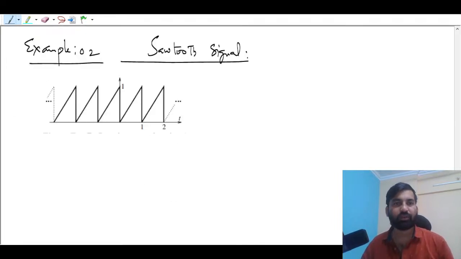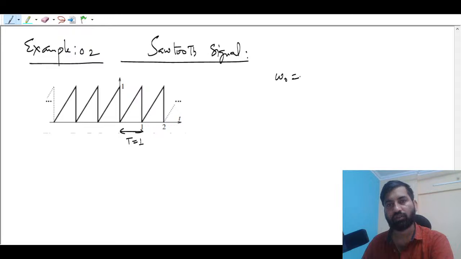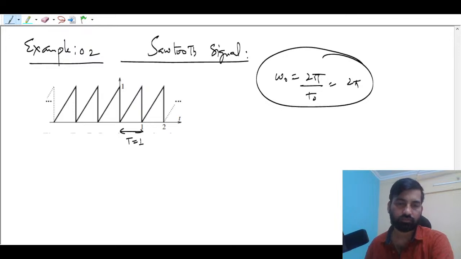Now suppose we have got a sawtooth waveform of this kind. What is the period here? T equal to 1, right? T equal to 1 is the time period. Now, since the time period is 1, your frequency is going to be omega naught. Omega naught is going to be 2 pi by T naught, which is nothing but 2 pi only. Okay, understood. And your signal is periodic.